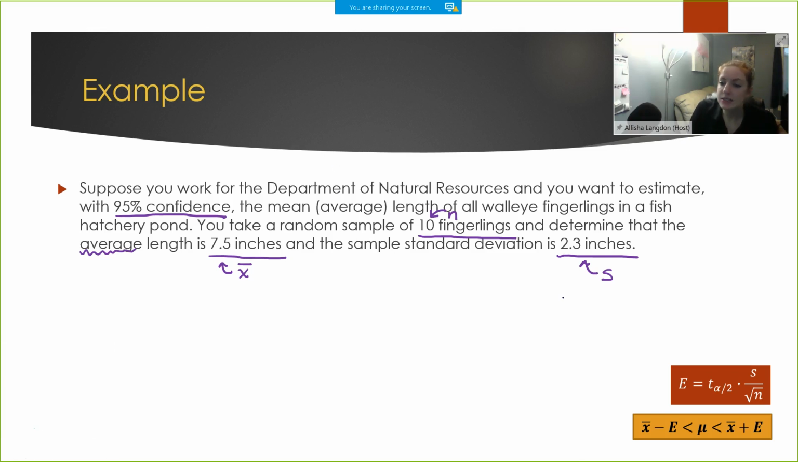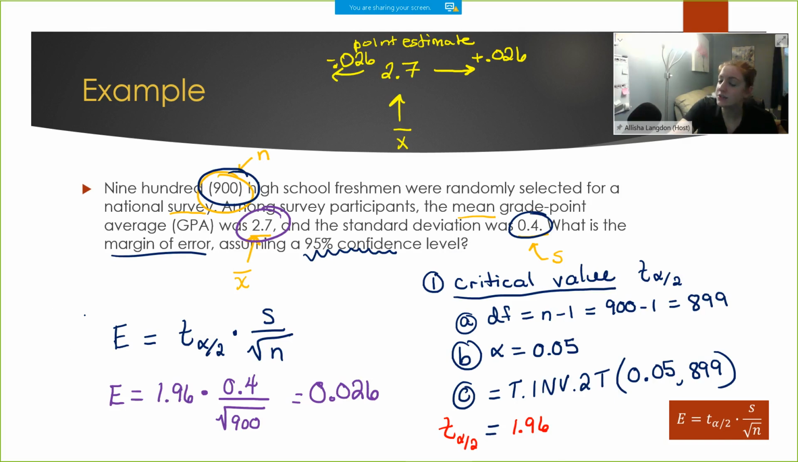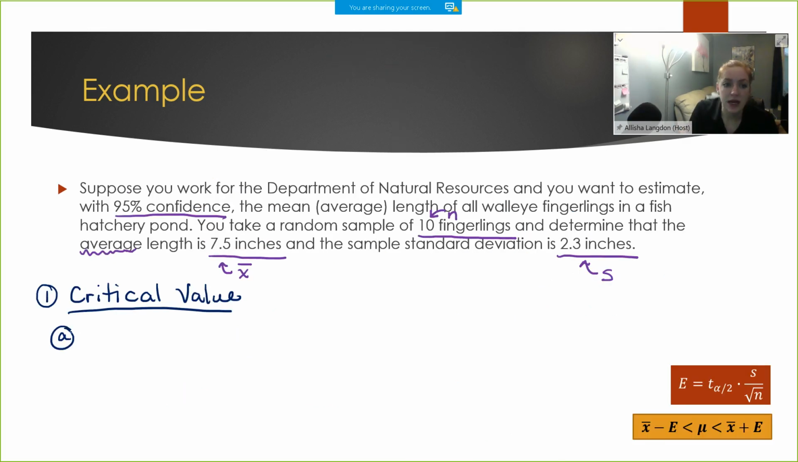Okay, so let's go ahead and walk through how to make a confidence interval. The first thing you need is your critical value. We did this last time, but let's walk through that again. The first part of coming up with a critical value is finding the degrees of freedom. Can anyone tell me what the degrees of freedom here are?